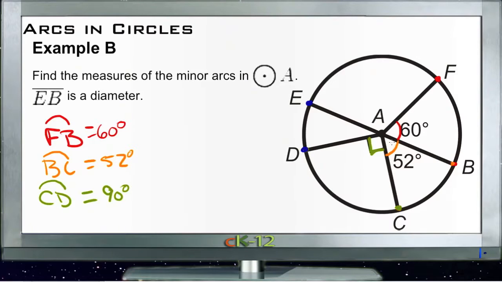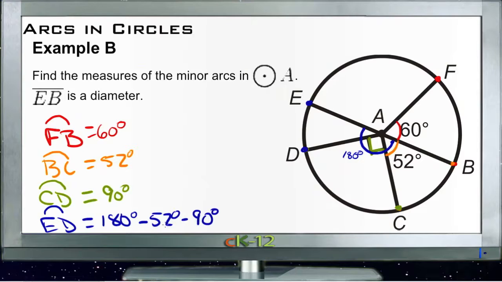We know that from B all the way around to E is a semicircle, right? Because this is the diameter. So that's 180 degrees. So if we were to take that 180 degrees and subtract the other three angles out of that total, then what would be left would be ED, right? So ED is 180 minus 52 minus 90, right? So 90 and 52 is 142, and 142 from 180 would be 38 degrees, like so. So this one here is 38 degrees.